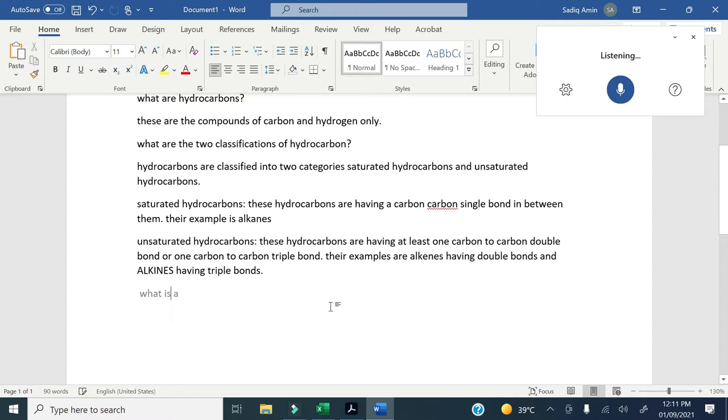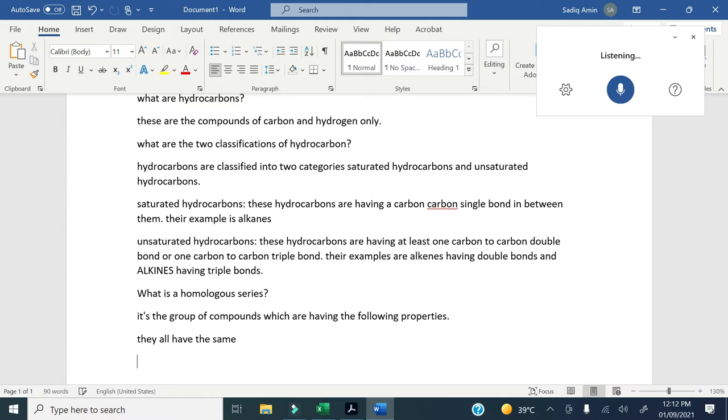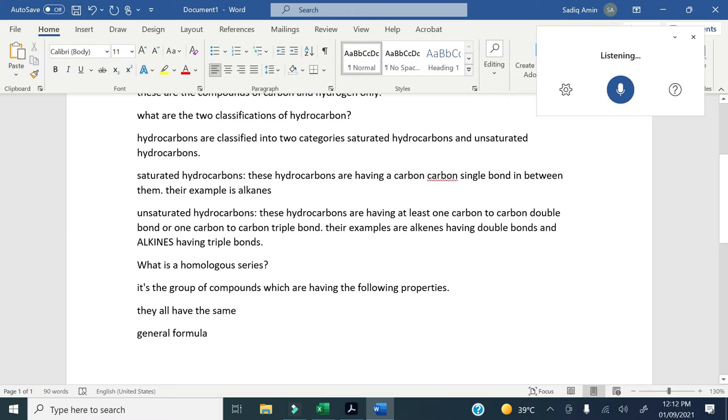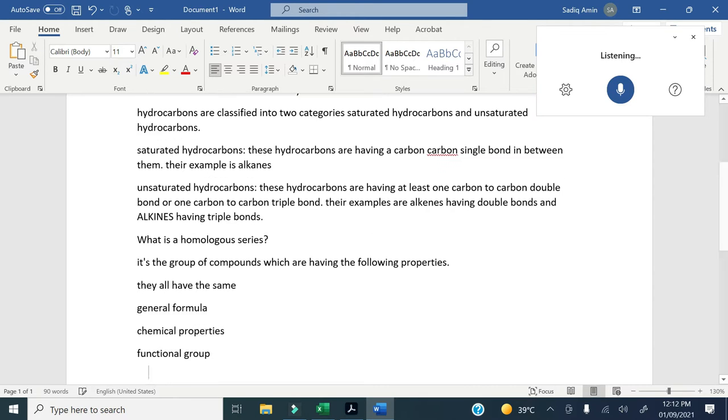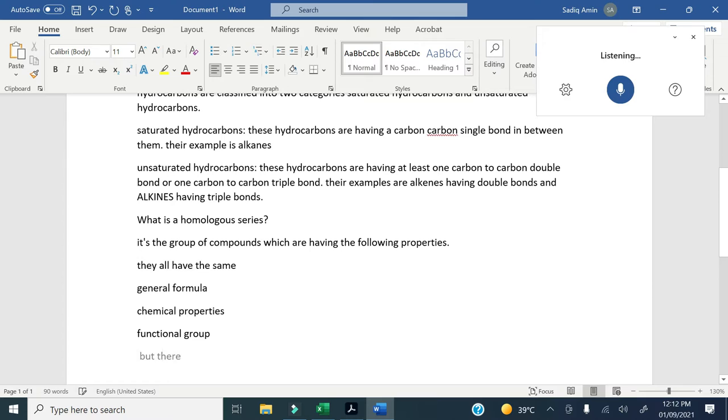What is a homologous series? It's the group of compounds which have the following properties. They all have the same general formula, chemical properties, functional group, but their physical properties depend on the number of carbon atoms in the chain.